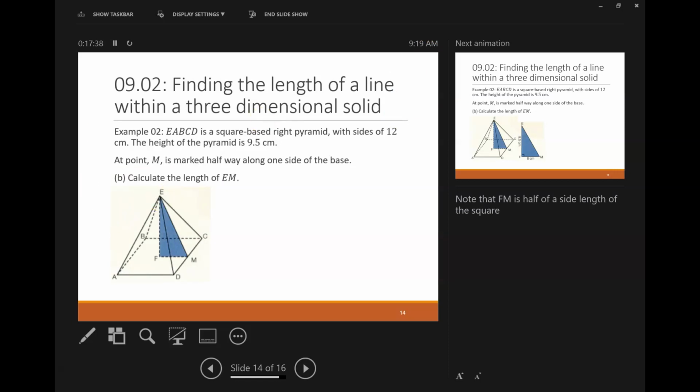Now it says, remember, M is marked halfway along one side of the base. So here's me drawing M in. And we want the length of EM. So again, I've shaded in a calculation triangle for us.